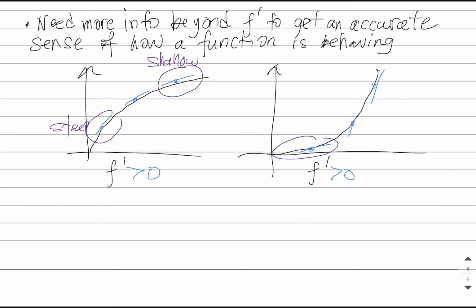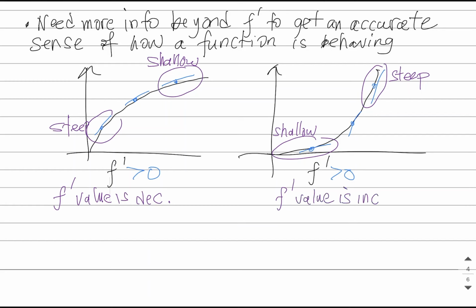Now, the other picture has the opposite. We have very shallow slopes and we have very steep slopes. So yes, both of them have positive derivatives, but what's happening here is that the F prime value is decreasing because the slopes are getting more shallow, whereas over here, the F prime value is increasing.